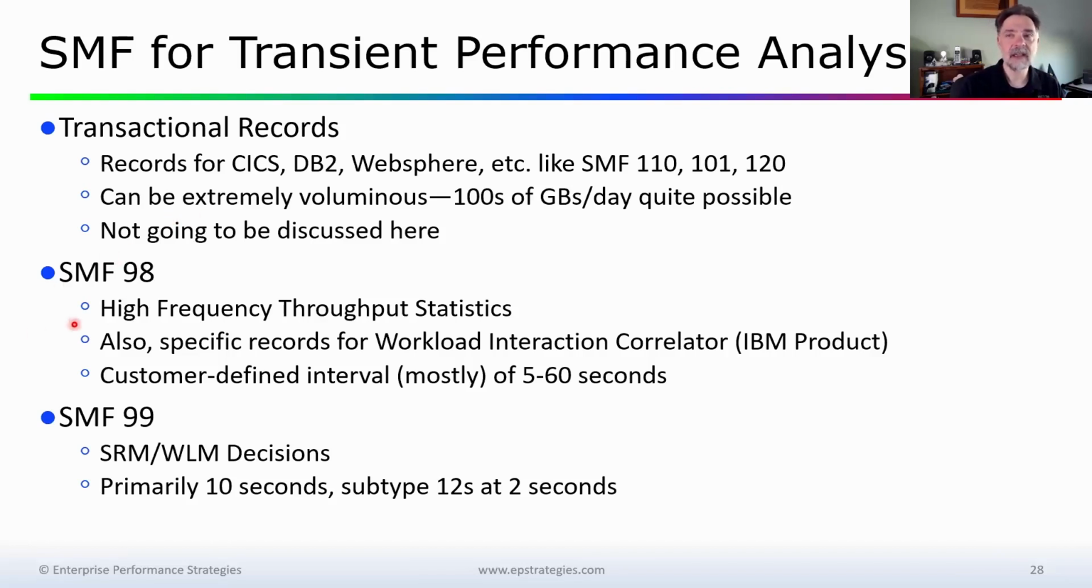The SMF 98 data is relatively new. Those are the high frequency throughput statistics. And they also have specific records for the IBM product, the workload interaction correlator. These are cut at a customer defined interval of 5 to 60 seconds. I say mostly here because if you don't use a 5-second interval, you may be surprised when you look at the data and find that there are 4 minutes out of the hour where they actually are cut on the 5-second interval. So the IBM recommendation is to cut these at 5 seconds.